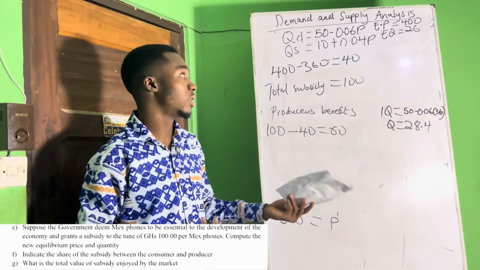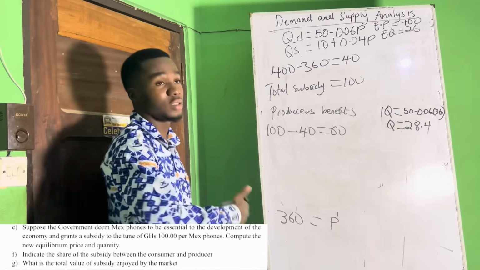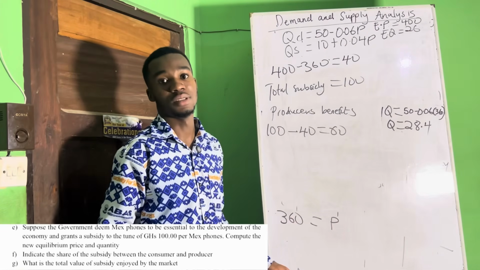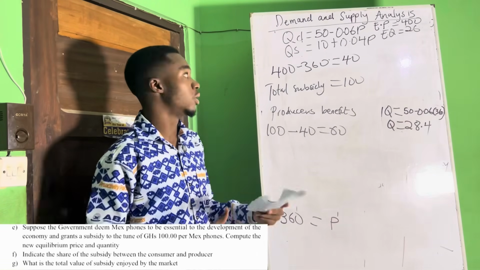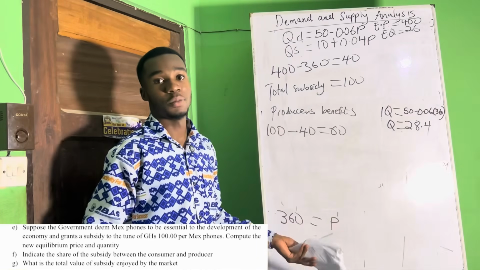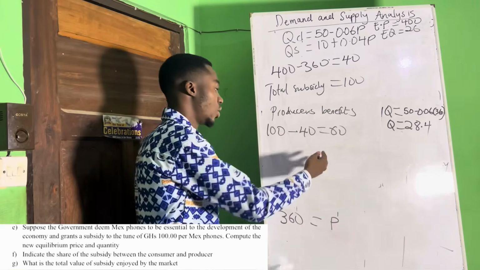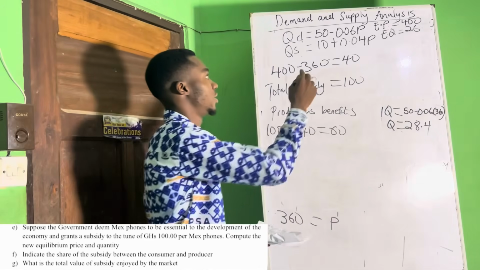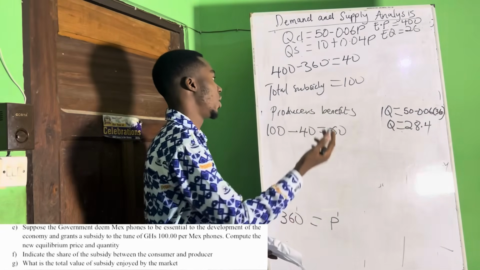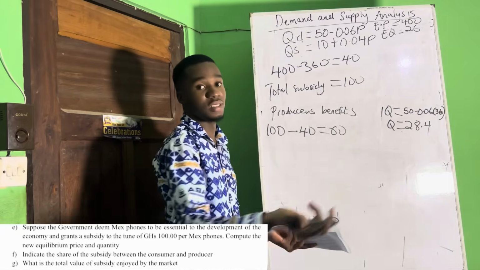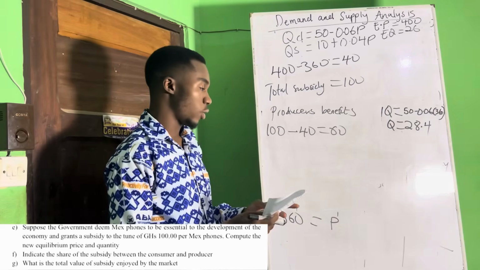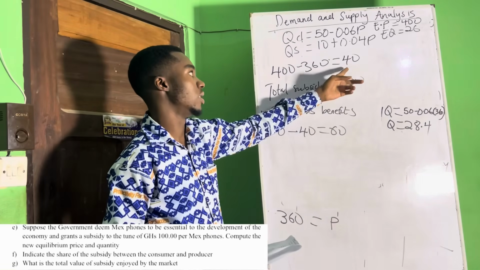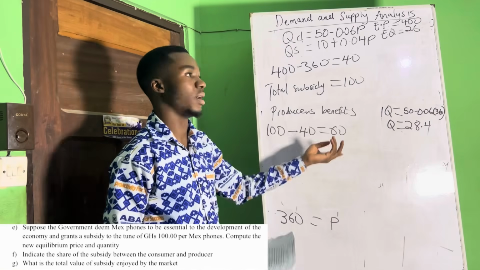So you're enjoying 40 cedis free. Now the rest of the 60 cedis is going to the producer. The total is 100. You have taken 40, so the producers are going to take 60. So you can just conclude that the consumer enjoys 40 cedis from the subsidy, while the producer enjoys 60 cedis from the subsidy. Or the consumer shares the subsidy by 40 cedis, whereas the producer shares the subsidy by 60 cedis.